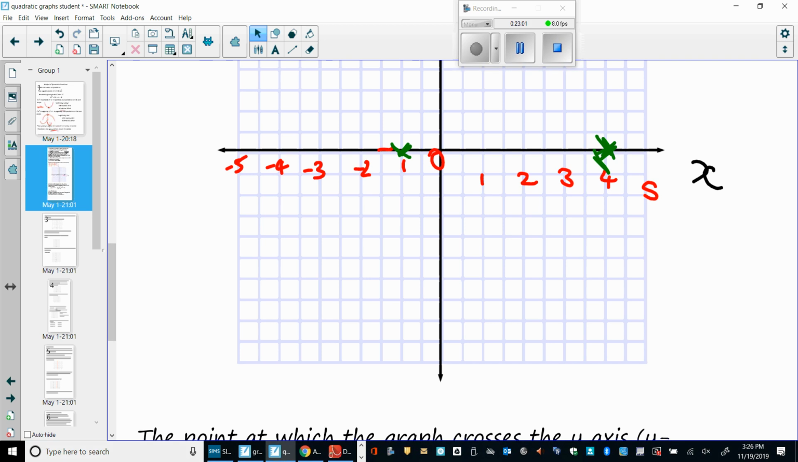I'll go down 2 squares. So minus 1, minus 2, minus 3, minus 4, minus 5. So I'm going to know it goes through this point here. Okay, so I've got my 2 x-intercepts, I know my y-intercept.